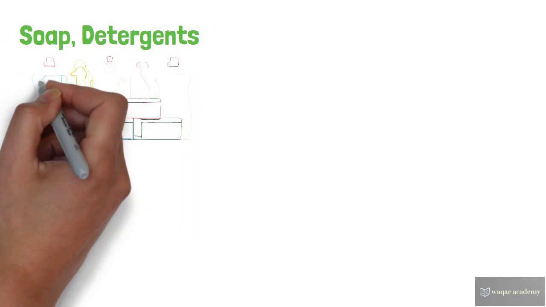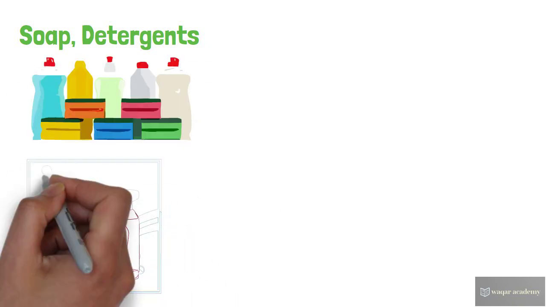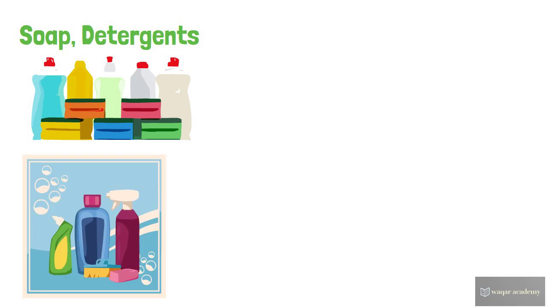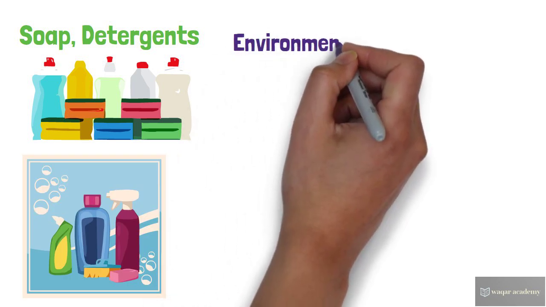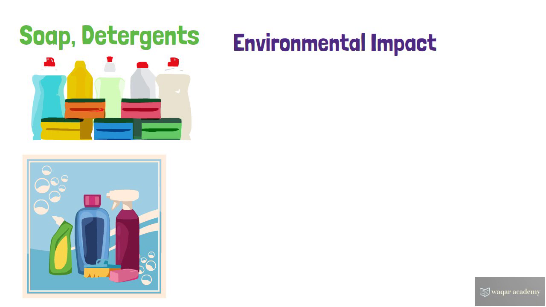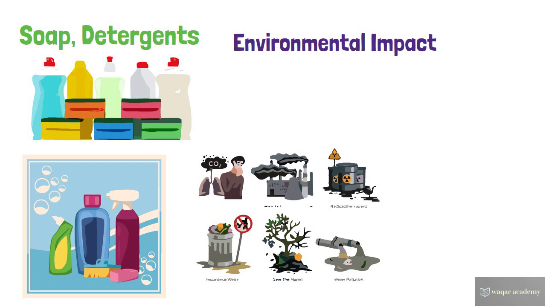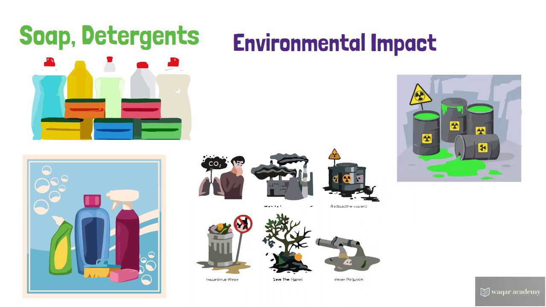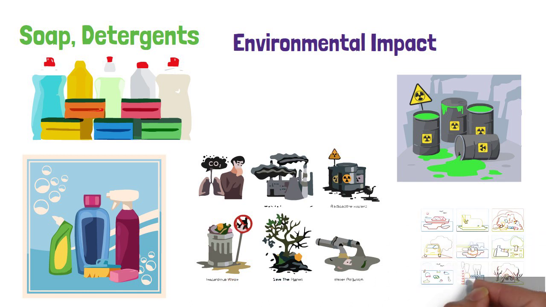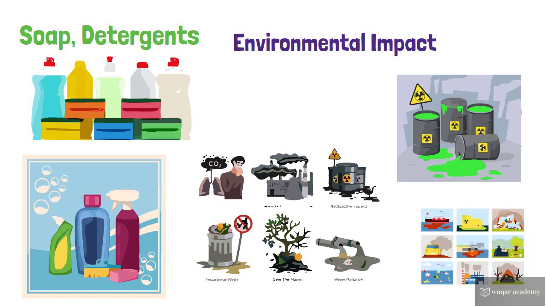3. Soap, detergents, and more. Everyday items like soap, detergents, paper, and paints are all products of chemical research and innovation. 4. Environmental impact. The development of the chemical industry has led to environmental challenges, including toxic waste, contaminated water, and air pollution. However, chemistry also provides the knowledge and techniques needed to mitigate these issues and protect our environment.